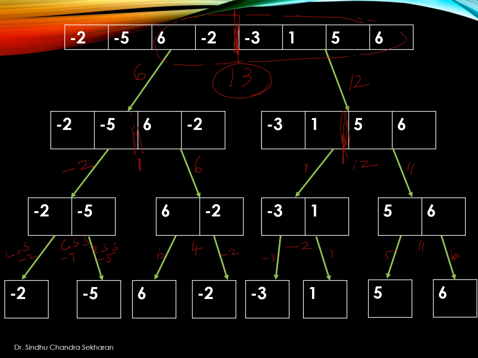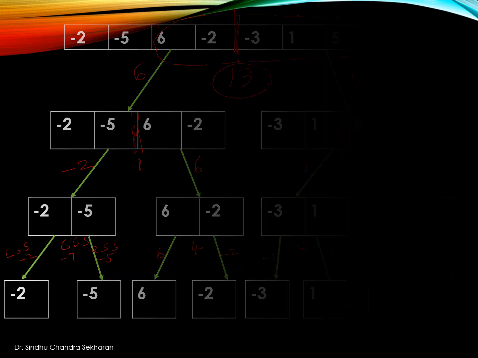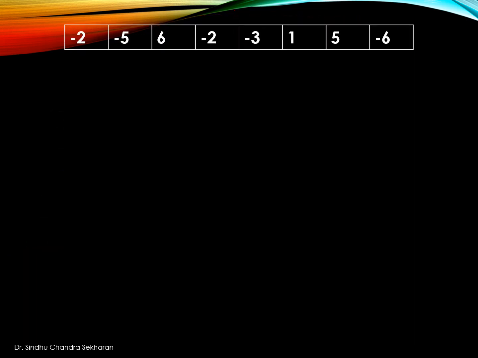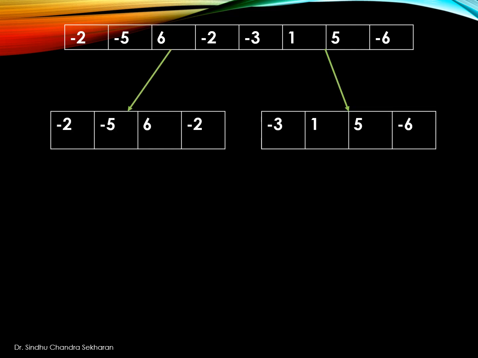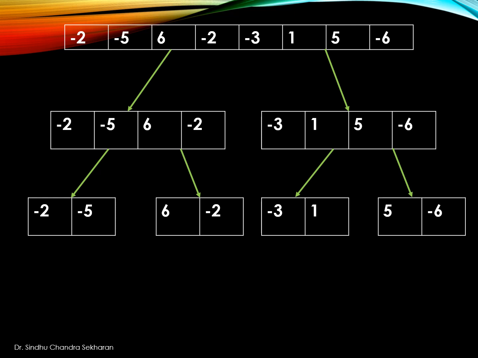Let us take another example. I'll replace this 6 with -6 and see what is happening. Again, let me divide these 8 elements into 2 halves. Again, I have 4 elements each. I divide it into 2, 2. Again, I have 2, 2 elements each. I'm going to divide it into unit elements.